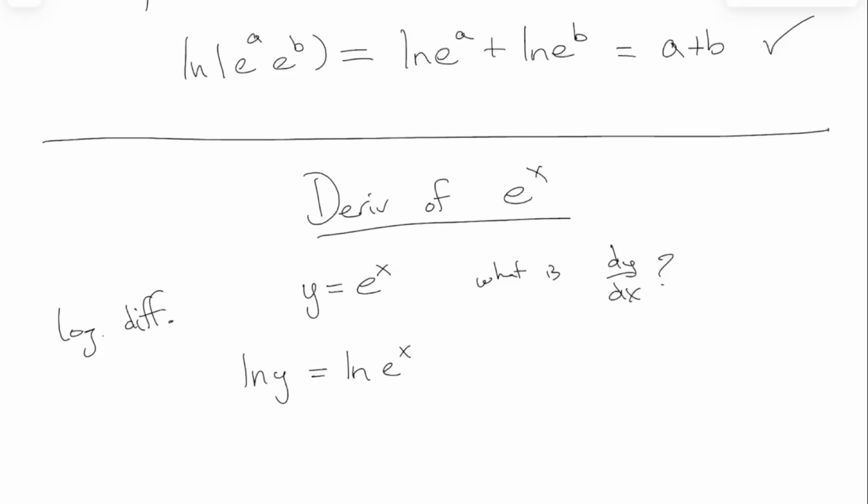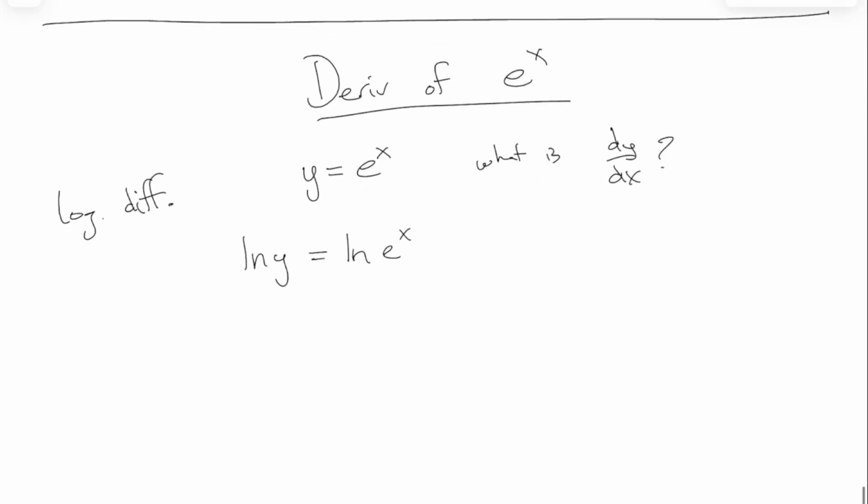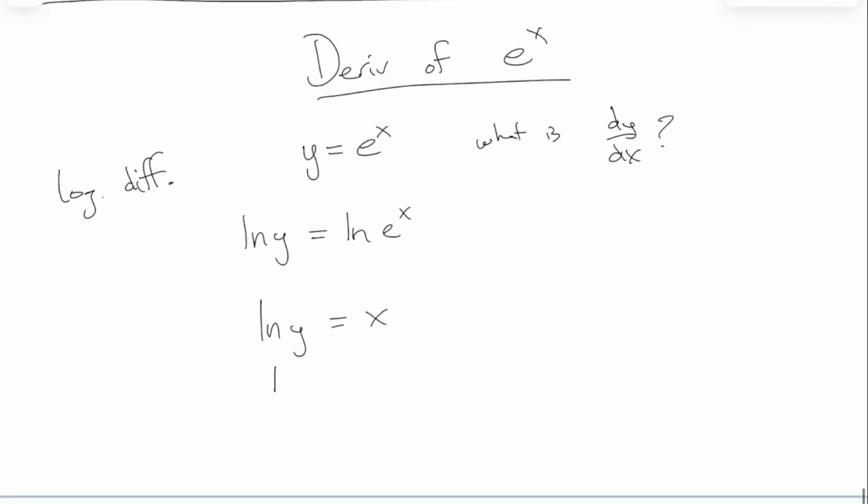What can you get when you simplify on the right side? x. Yeah, ln of e to the x just gives you x. So this says ln y equals x. And now we take the derivative on both sides. On the left, as always, we get 1 over y dy dx. And on the right, what do you say? 1. Yeah, the derivative of x equals 1. And so solving for dy dx, we get dy dx equals y, and plugging back in from the beginning, dy dx equals e to the x.